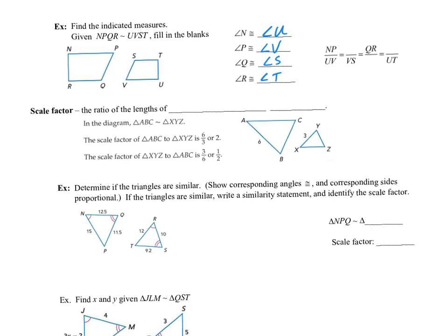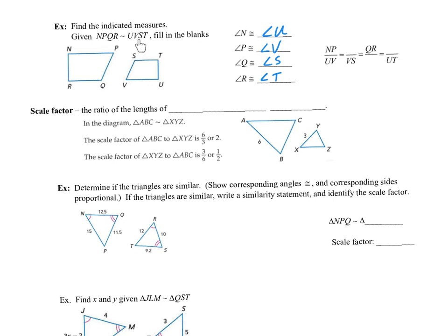What also is true from the definition is that corresponding sides are proportional. So let's take a look at this ratio. We have NP to UV. So NP to UV, that would be this side to this side, is equal to the ratio of something to VS, okay? So to find out what to write in this blank, let's look at the similarity statement.